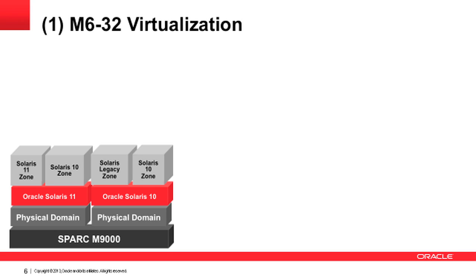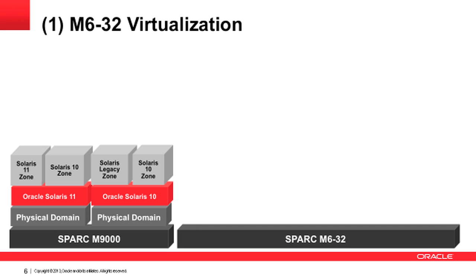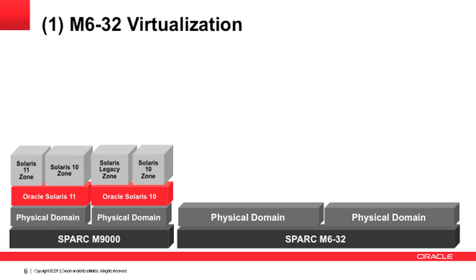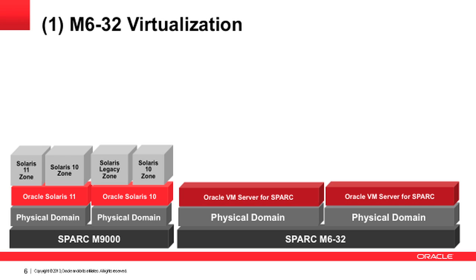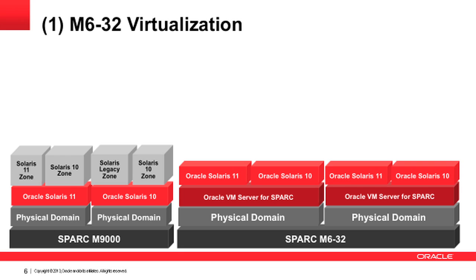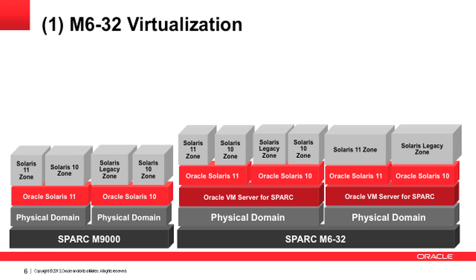When we consider the M632's virtualization, it's very similar to the SPARC M9000. It starts with its new processor, and it too provides physical domains for electrical fault isolation. Now we get the big difference. The SPARC M632 provides a hypervisor, a product we call Oracle VM Server for SPARC. Each physical domain runs its own unique hypervisor. And within that hypervisor, we can run many copies of the Solaris operating system instances. And again, each copy of Solaris can support Solaris zones.